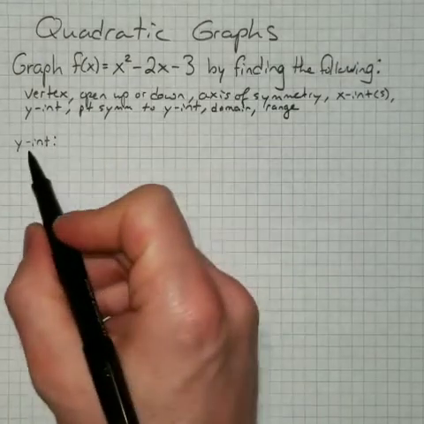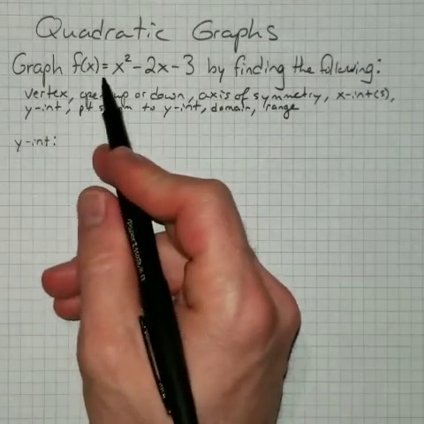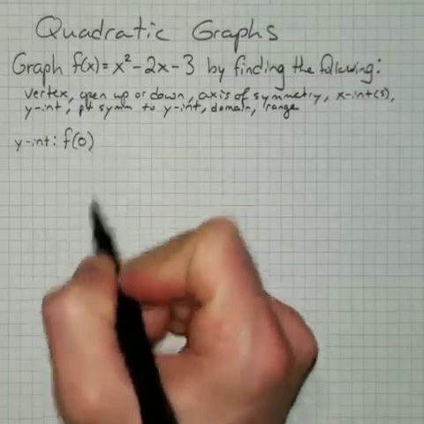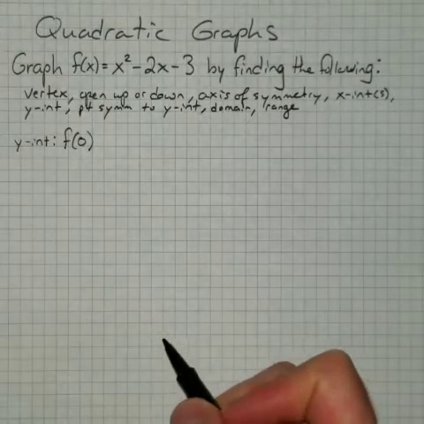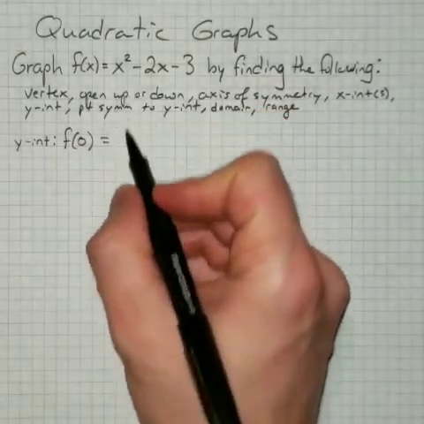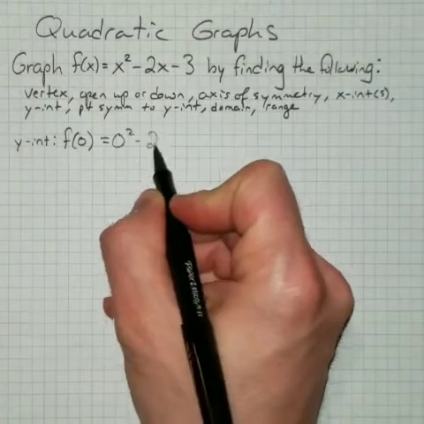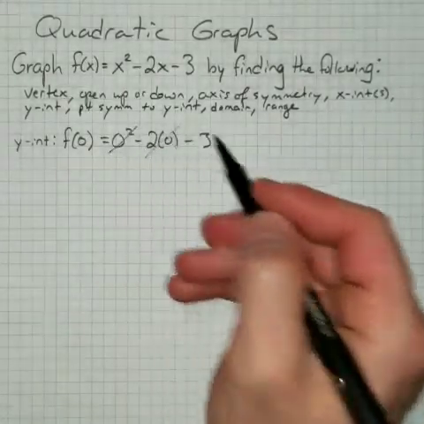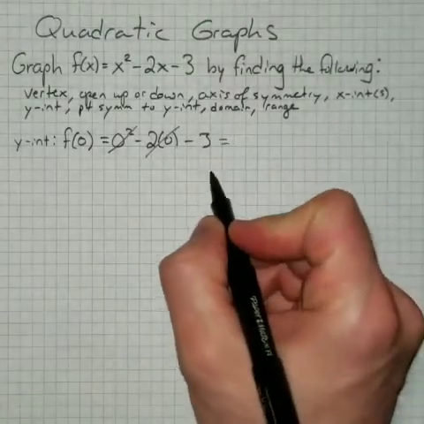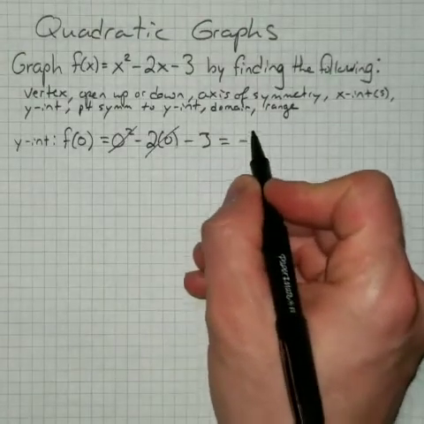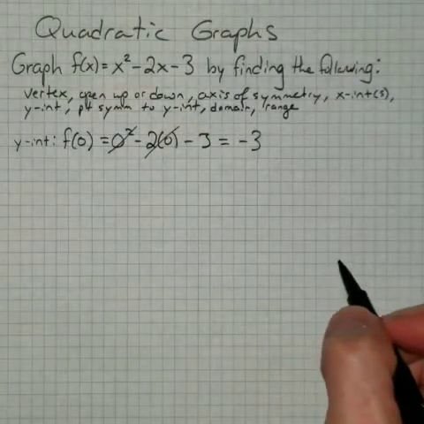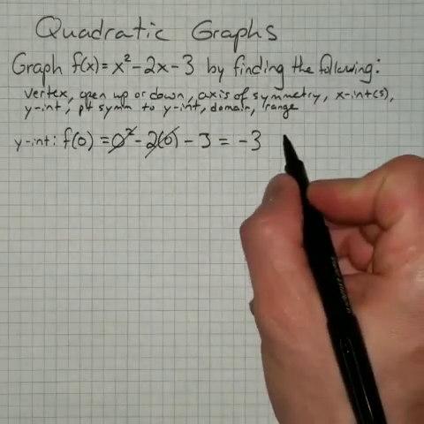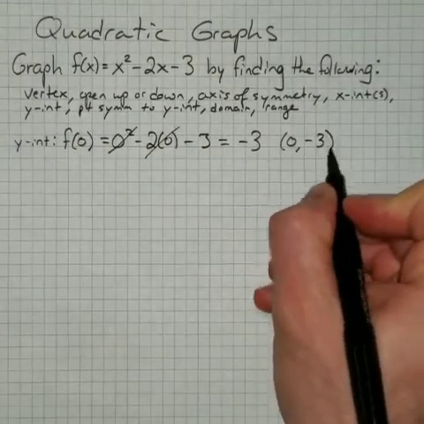is because for any function, it doesn't have to just be quadratic, in order to find the y-intercept, you simply plug a 0 in for x. You find f of 0. In this case, you get 0 squared minus 2 times 0 minus 3. The 0 squared, the 2 times 0 disappear. They add up to 0. And all you're left with is that minus 3 hanging out on the end. Okay? So our y-intercept is going to be 0, negative 3.